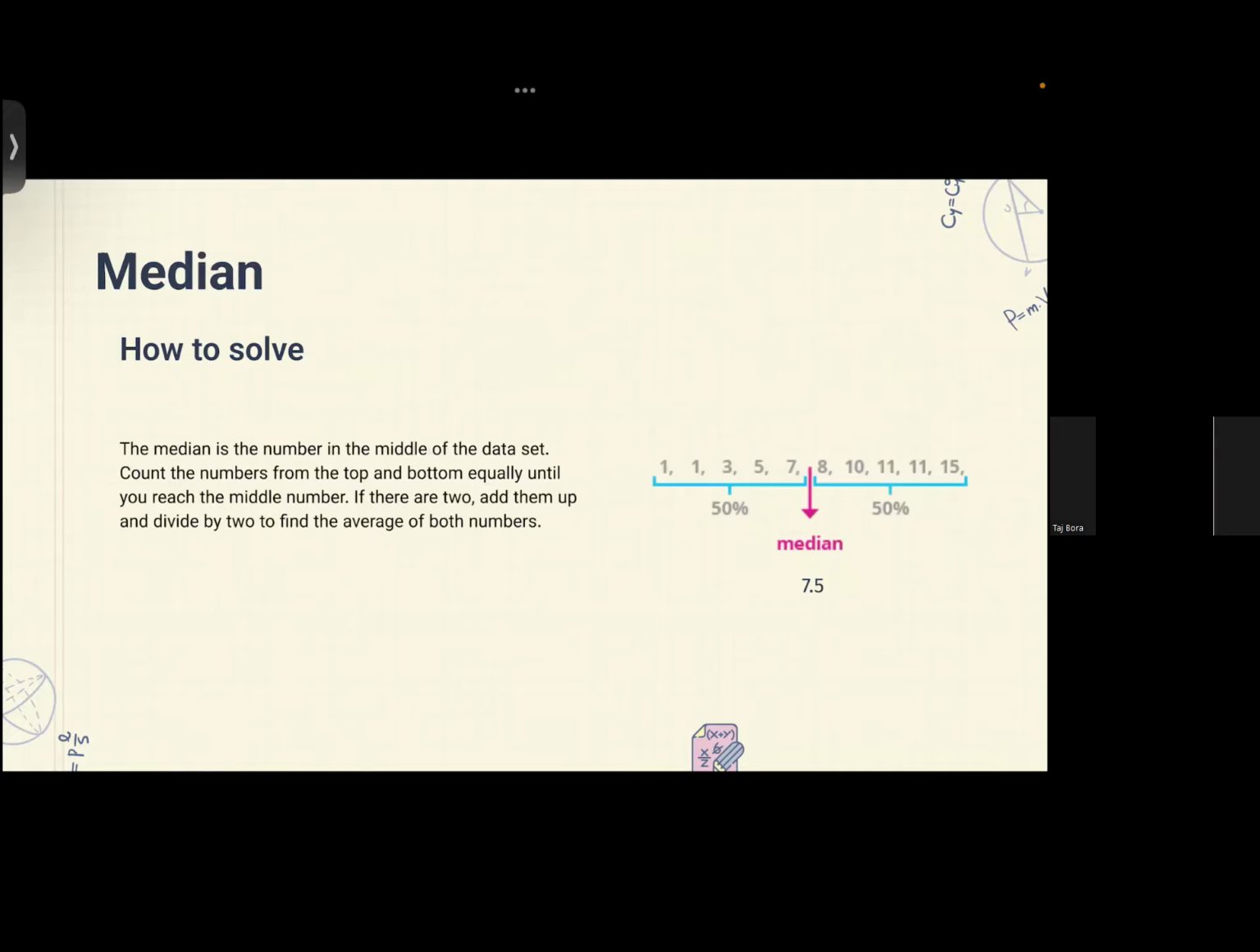And then median. The median is the number in the middle of the data set. How to do it is you count from the left equally and from the right equally until you reach the middle number. But if there are two numbers in the middle, you would add them and divide by two. As the graphic shows, 7 and 8 are the middle, so the median would be 7.5. So mode is the most common and median is the middle.